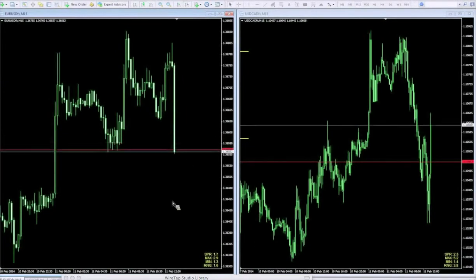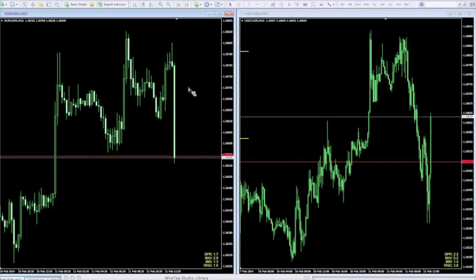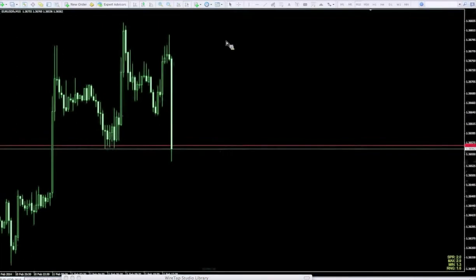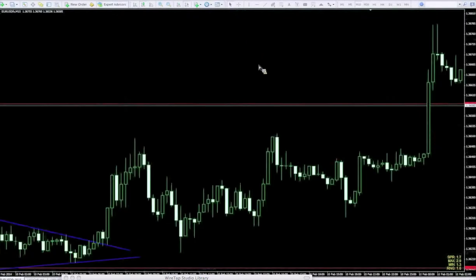All right, so we'll touch on a couple of the basic concepts just to really be clear about them. Now, these two charts happen to be 15-minute charts, but there was a tradable price trap on both of them. And let's start with the euro dollar, and I'll just go over the price trap in general, just to make sure we cover everything.